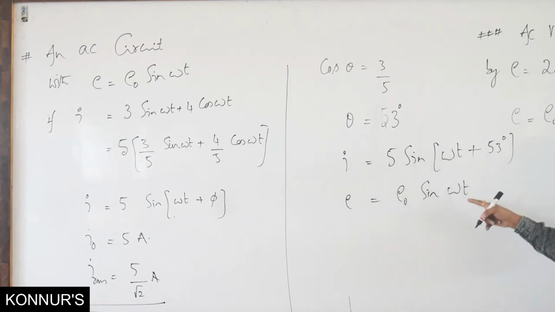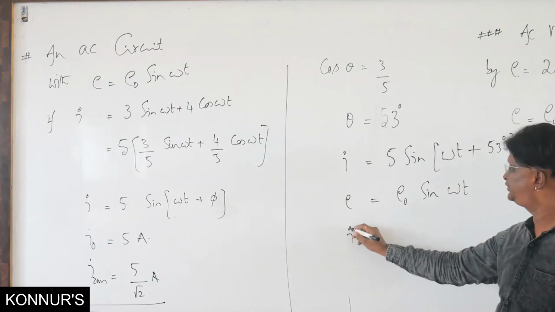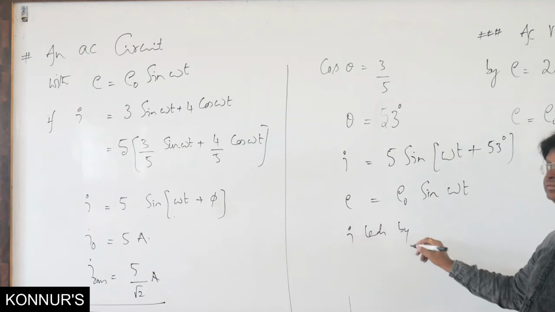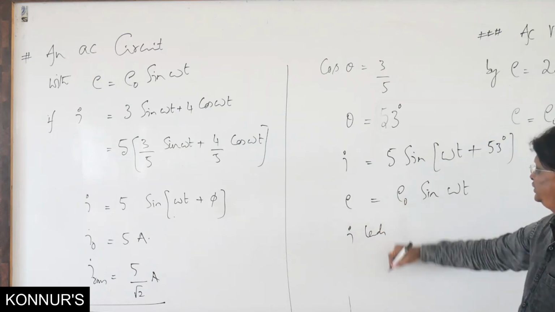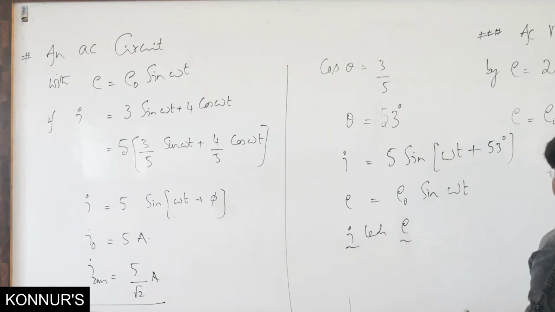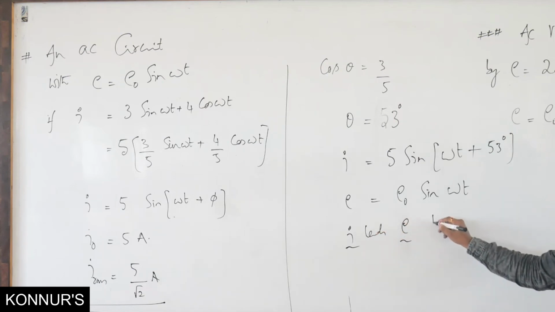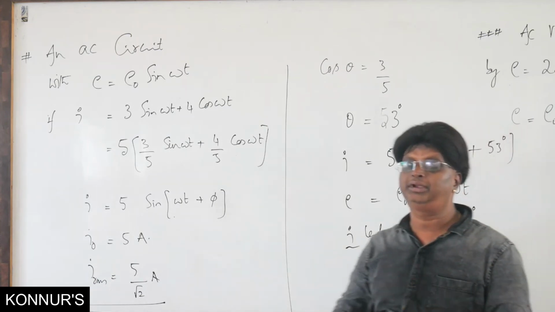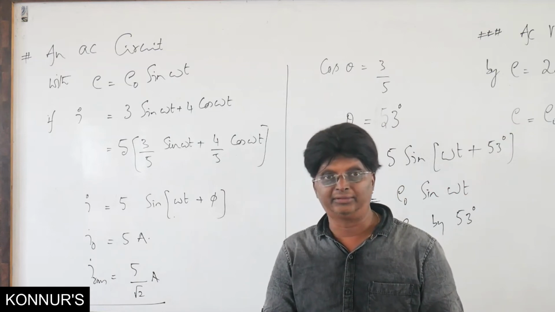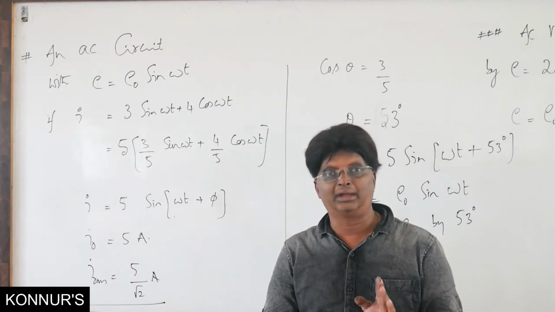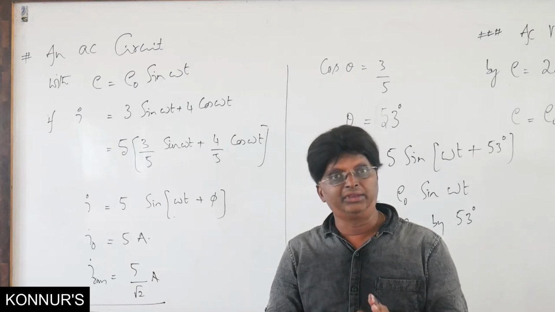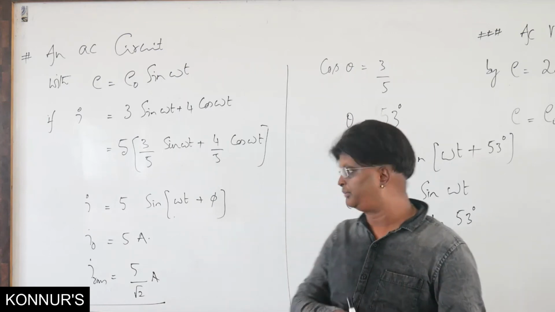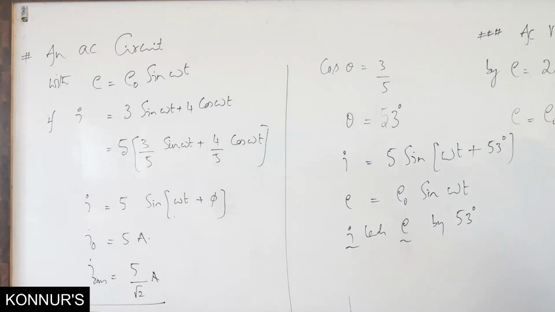Now comparison of this phase term. Here this is only omega t, but this is omega t plus 53 degrees. Therefore here current leads voltage. It is a case of leading. I leads E by 53 degrees. So where comes the question of current leading voltage? Current leading voltage is a characteristic of capacitive reactance, number one.